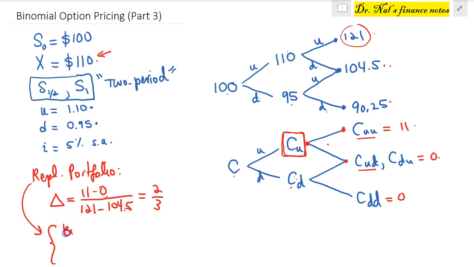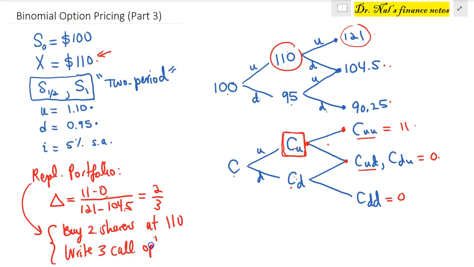It is to buy 2 shares of stock at $110, obviously, and actually write a call option. Well, actually write 3 call options, and each one will be written at the price CU, obviously. Do you guys agree that this is the 2-to-3 ratio here?